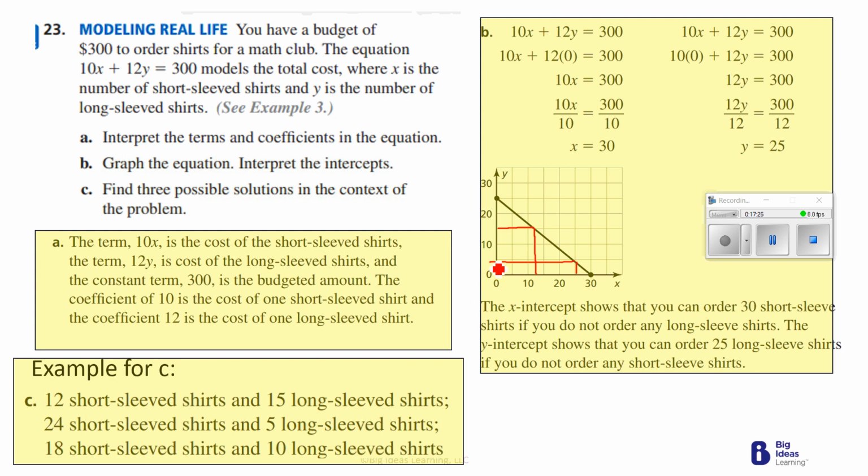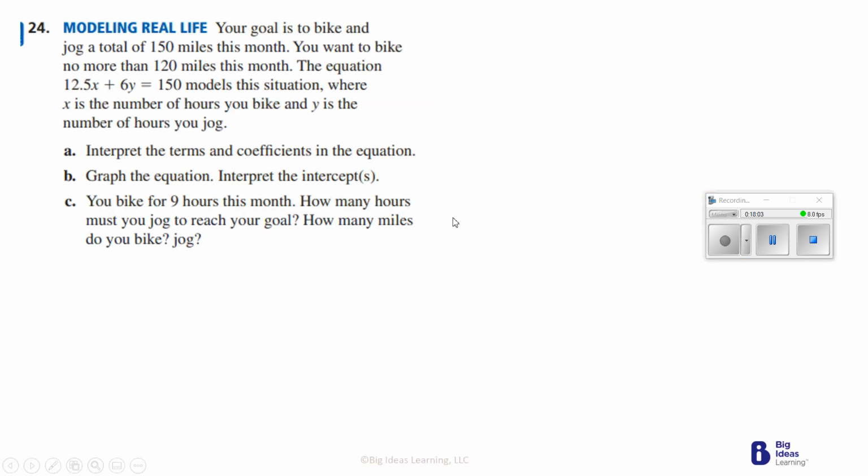Okay. Sorry, that should be more there and here. Okay. Ooh, that is messy, sorry. And then 18 short sleeve shirts and 10 long sleeve shirts. So 18 short sleeve shirts, we're talking about right here, and 10 long sleeve shirts. Let's see, 10 long sleeve shirts, 18 short sleeve shirts. Okay? And that's all. So let's go to number 24. That's yours to do.